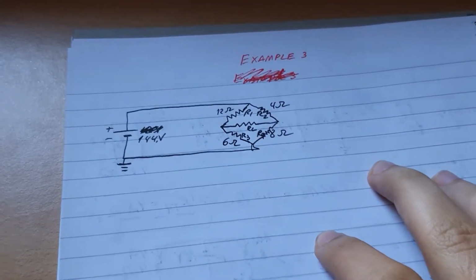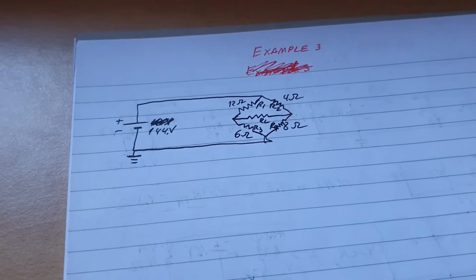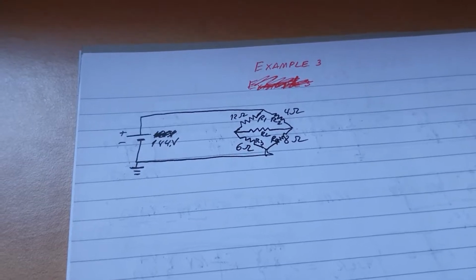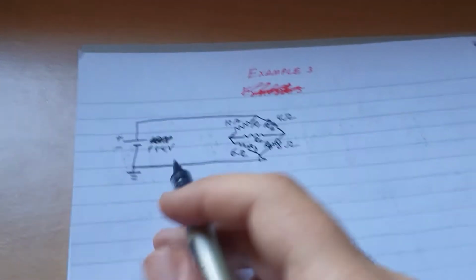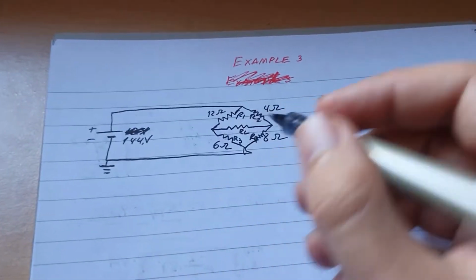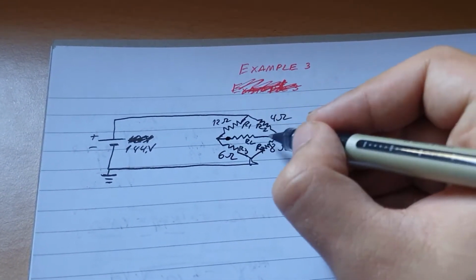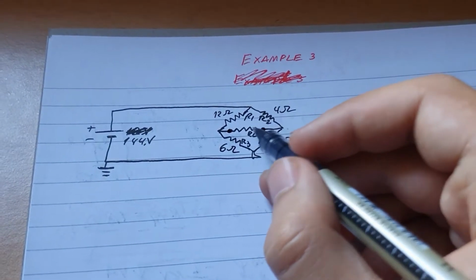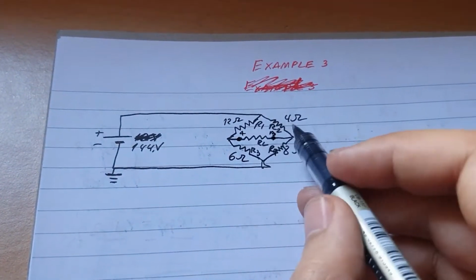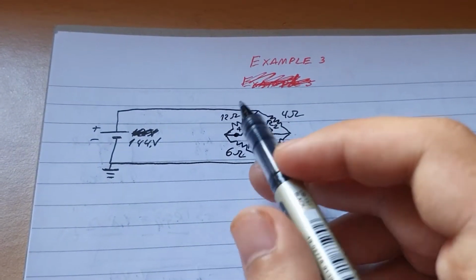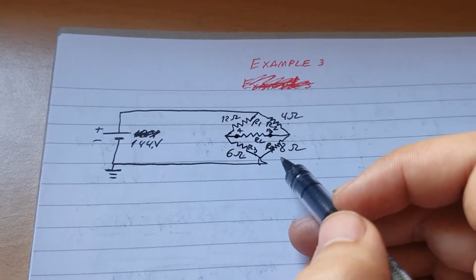Okay, so let's go for example number 3 now. Now we can already see that the circuit is a lot different compared to the ones that we did before. And also we are going to try to find out this middle resistor here, A and B. These resistors are named R1, R2, R3, and R4, and they are 12 ohms, 4 ohms, 6 ohms, and 8 ohms.